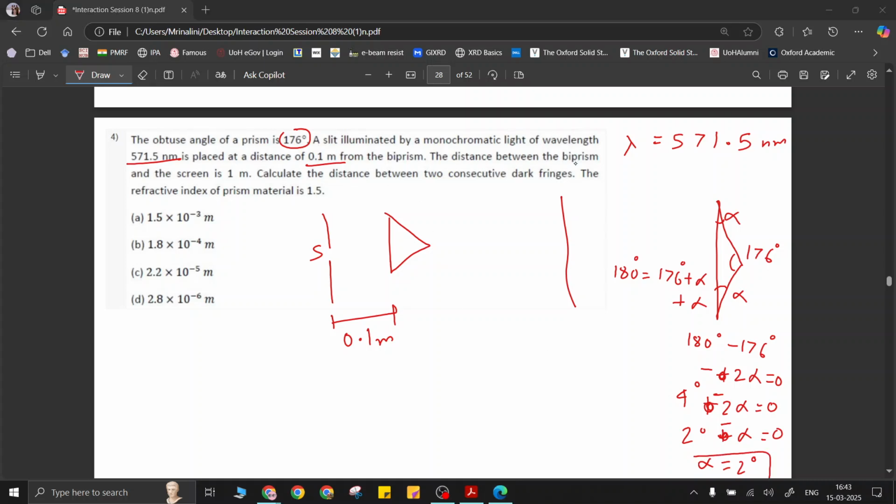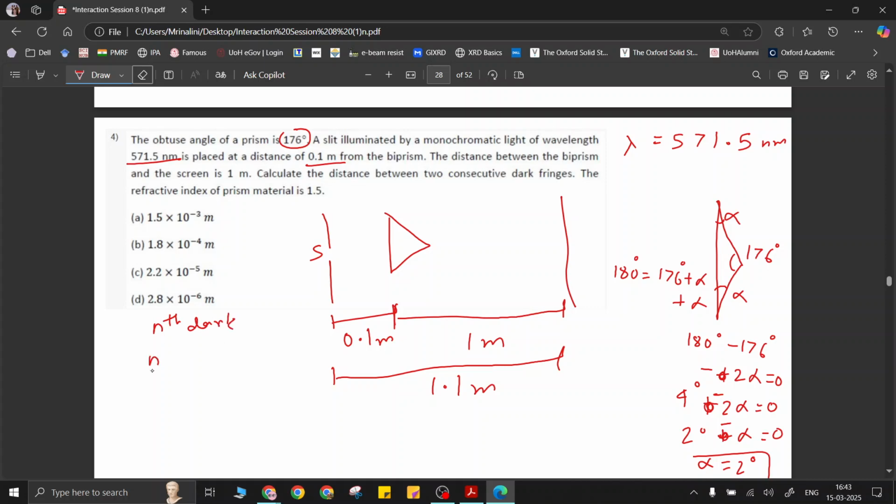The distance between the biprism and the screen is 1 meter. That means the distance between source and the screen becomes 1.1 meters. Calculate the distance between two consecutive dark fringes. So we have to see the nth dark fringe and the n plus 1th or n minus 1th, anything. Let's say n plus 1th dark fringe. We'll see with what condition they will be formed, and then we have to find out the distance between two consecutive dark fringes.